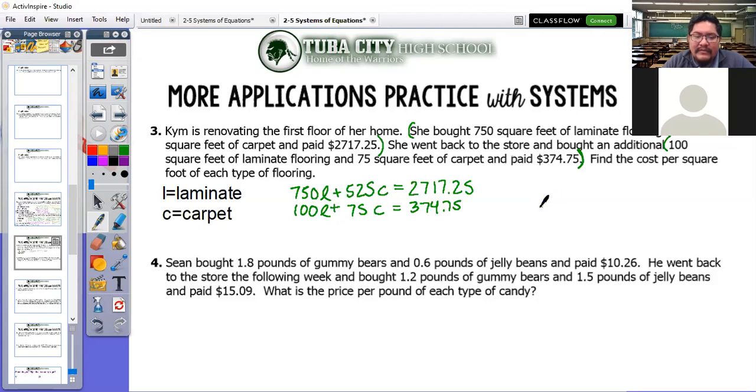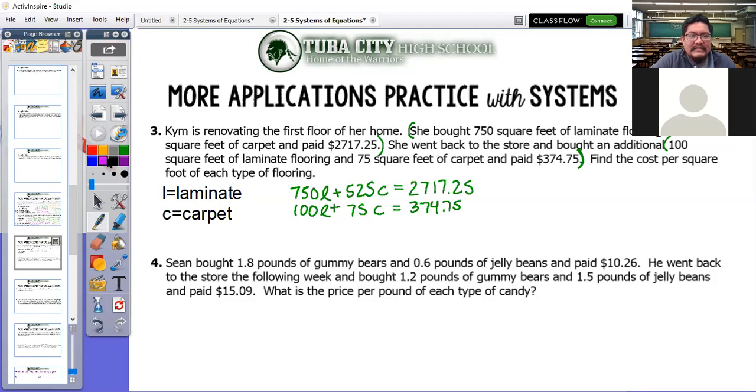Anyway, so next thing we've got to do is get one of these to eliminate. So if we look at the L variable, it's going to be really hard to multiply something to get 750, which we also want to avoid decimals. I could also make both of these numbers meet up at something like 1,500. But I'm going to see if I can make this work. So I'm going to take 525 and divide that by 75. So I'm working backwards. I'm trying to think, is there a number that I can multiply by 75 to get 525? And in this case, we're in luck.